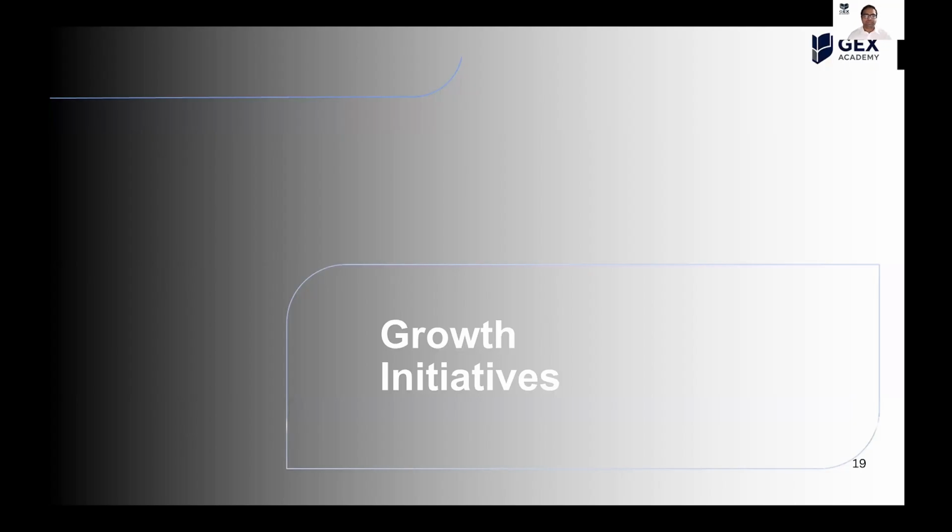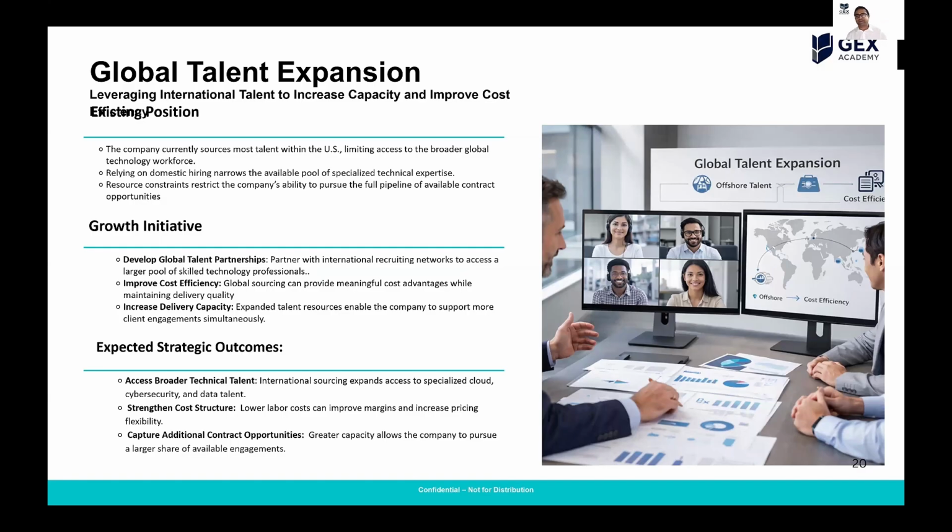Okay, cool. So now, this is the exciting stuff. We're talking about value creation. So we're beginning to move from discussing all the market opportunities to discussing potential value creation opportunities within the business itself. One of the key themes that management highlights here is the opportunity to leverage international talent to expand delivery capacity, improve recruiting flexibility, and also strengthen the overall operating model.